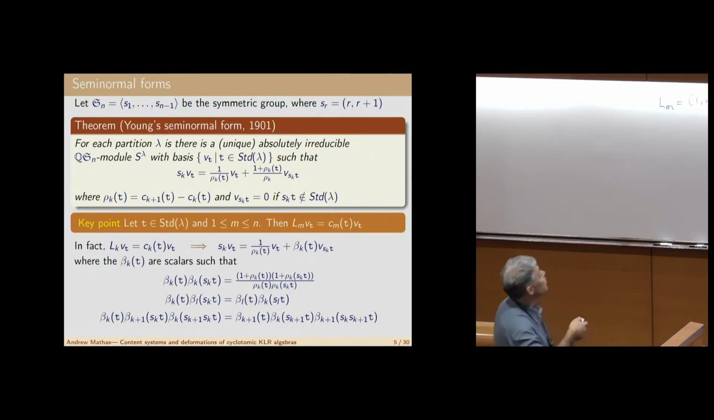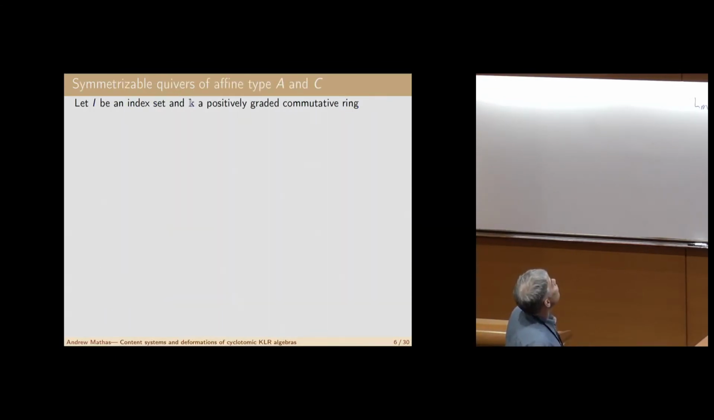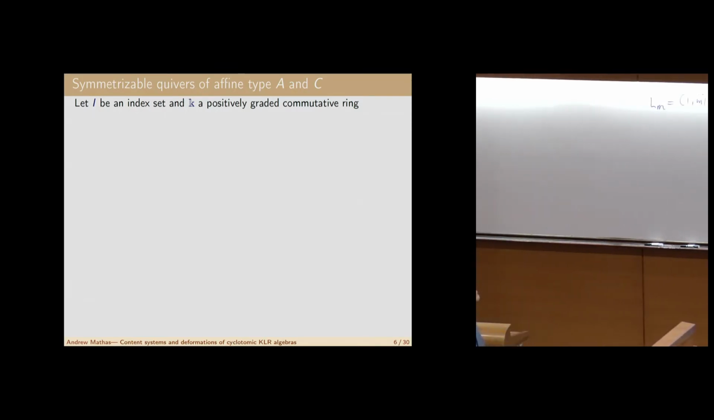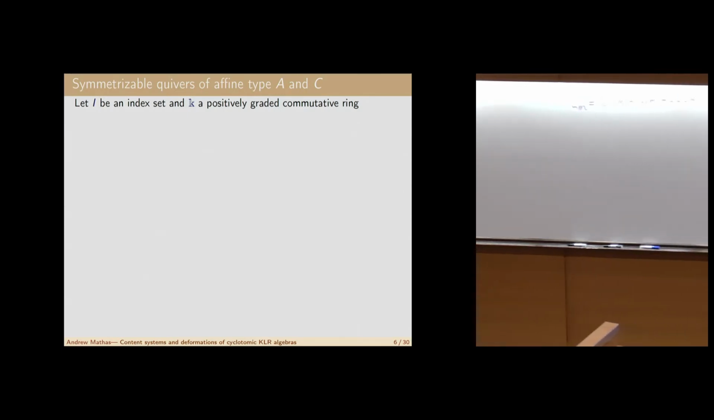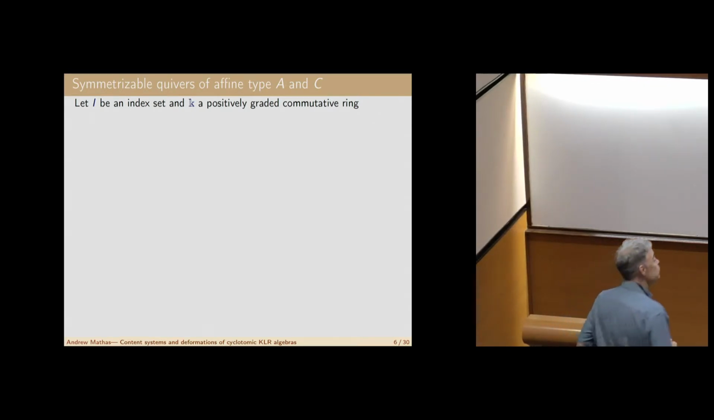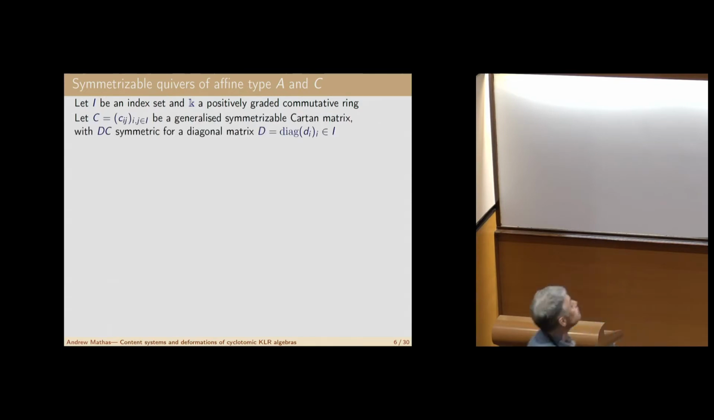Okay, so I want to build these into KLR. So let me define KLR. We've seen it a few times already, but let me do it another time. I want to do it slightly more generally than it's been done so far. Let me just start with an index set, and I want to take K to be a positively graded commutative ring. So if you like, K can be Z, everything's in degree 0. But it could be K[x], where x is in degree 2, or it could be K[x1, x2, x3, x4] and so on. I mean, it's just a positively graded ring.